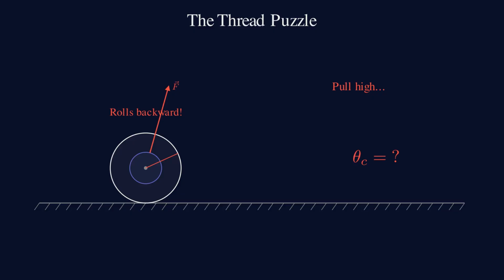There's a precise angle where the reel switches direction. Can you figure out what it is? Let's set up the problem carefully.